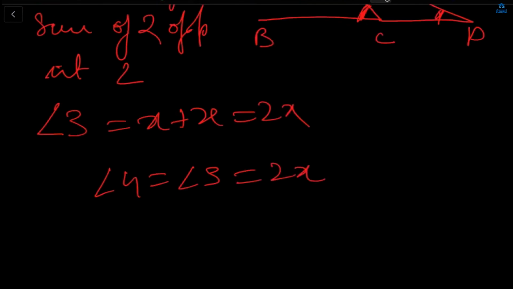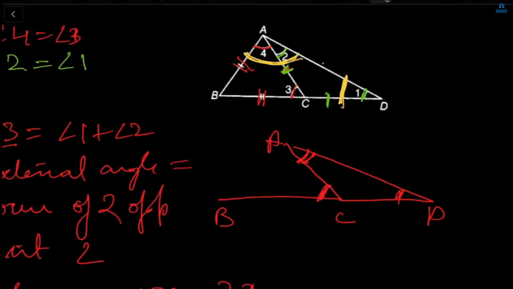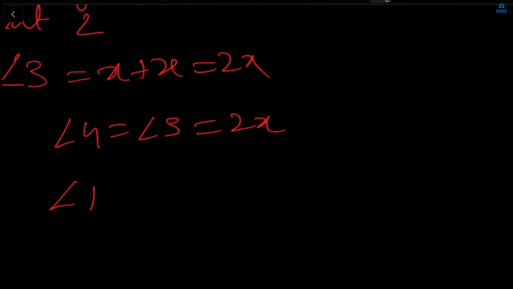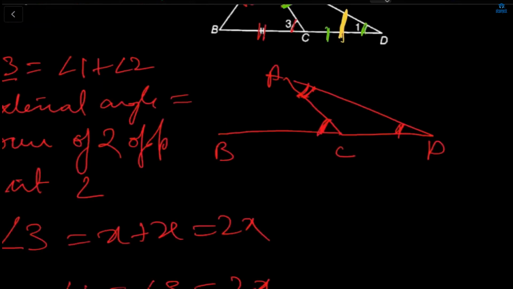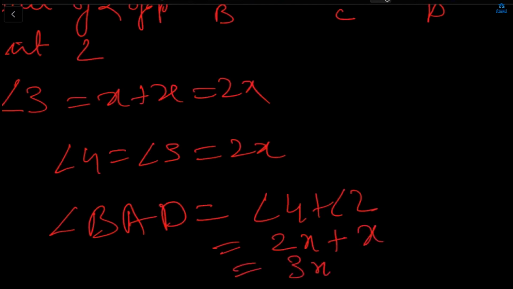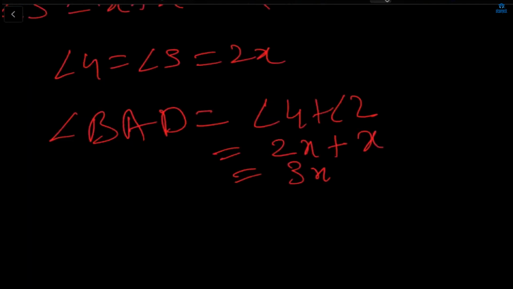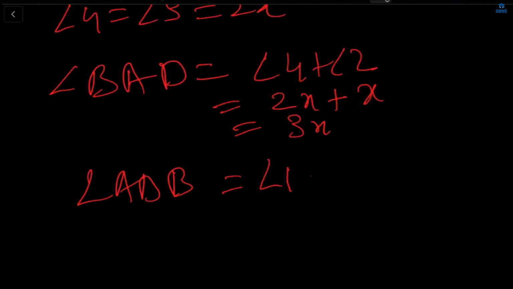Understood or not? Now you have to find out the angle BAD. So BAD will be equal to what? Angle BAD will be equal to angle 4 plus angle 2. Now angle 4 we have got 2x and angle 2 we have taken as x, so we'll get 3x. And angle ADB is equal to angle 1, which we have assumed as x. So if you take the ratio 3x is to x, you'll get 3 is to 1.